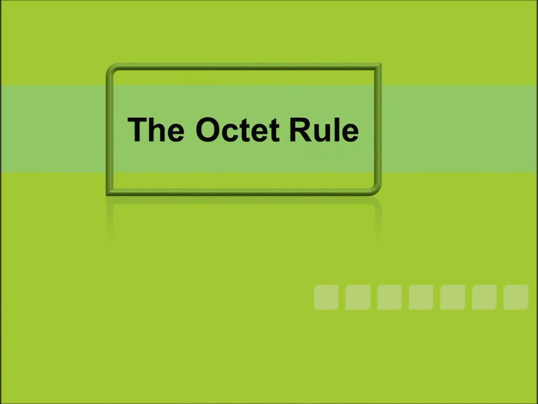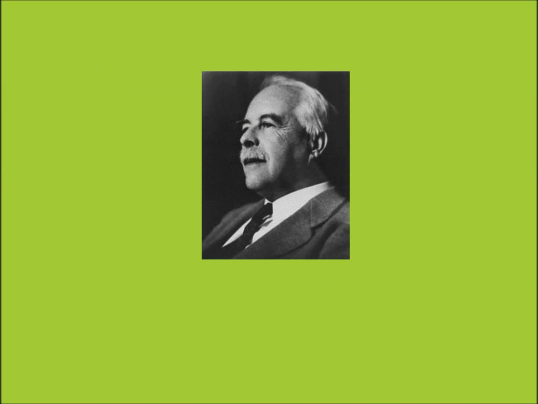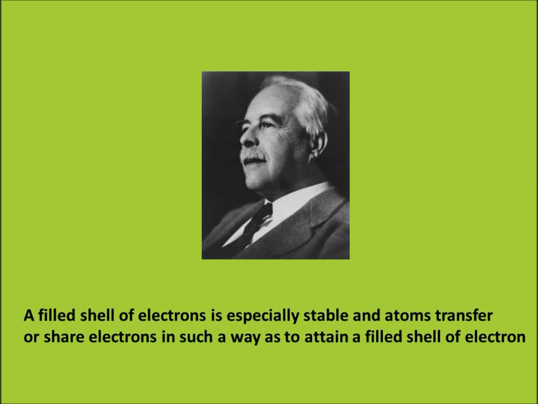One of the most important rules for bond formation is called the Octet Rule. The Octet Rule was described in 1915 by G.N. Lewis, and what he states is that a filled shell of electrons is especially stable, and atoms will transfer or share electrons in such a way as to attain a filled shell of electrons.